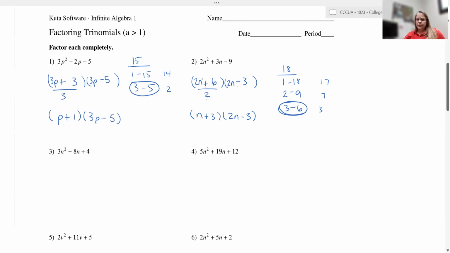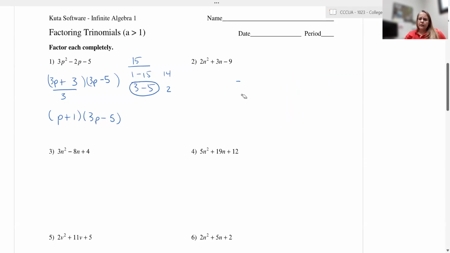Now going back to number 2, I'm going to factor this where we wind up using grouping. So I'm going to rewrite my plus 3n in a way that I wind up with 4 terms instead of 3. And so what I do is I still take my 2 times 9. And I still got my 18, and I erased them, but I'll do it again.